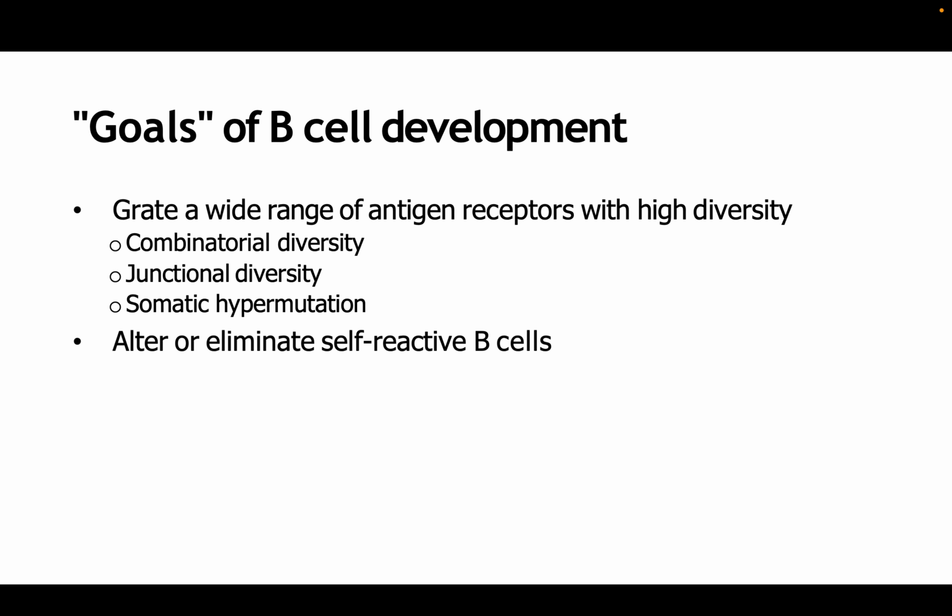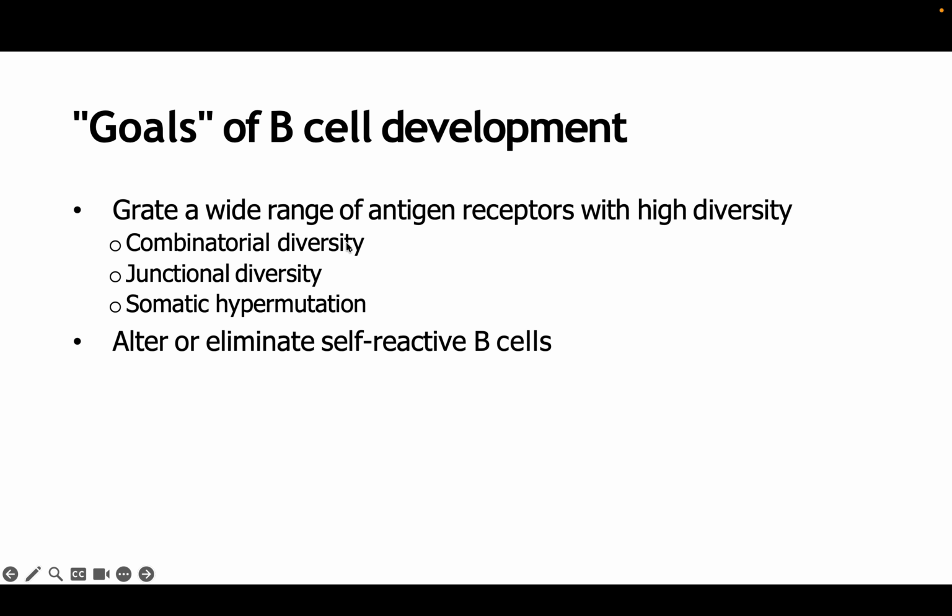Similar to your T cells, we get this diversity by combinatorial diversity. Just like your T cell has the VDJ segments, your B cell also has them. So you get different combinations of VDJ segments. Hence, you have a combinatorial diversity because you're using different V segments, different D or J segments, putting them together, creating different B cell receptors.